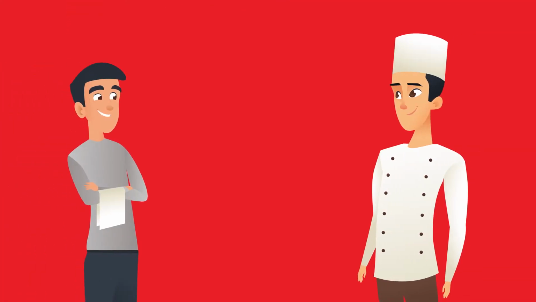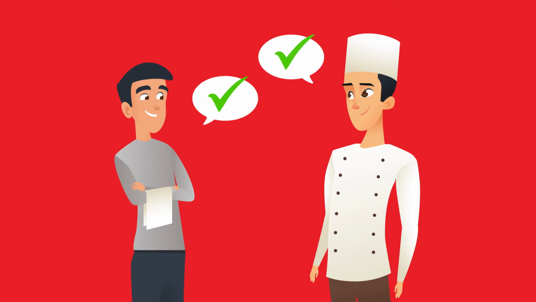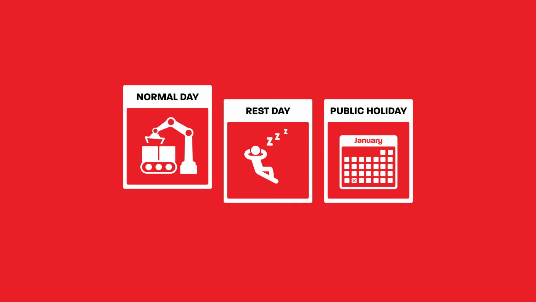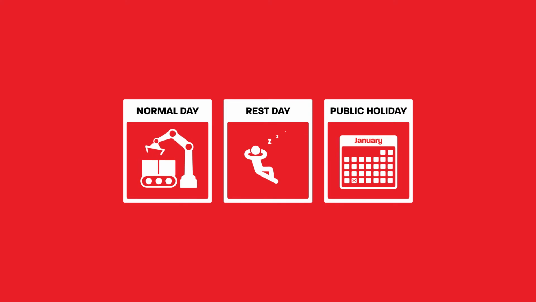Any work completed beyond that is recorded as overtime, though it must be mutually agreed upon beforehand between the employer and employee. Domestic workers, however, are not entitled to overtime pay. There are 3 ways your overtime is calculated: normal work days, rest days, and public holidays. Let's take a look at an example for overtime on a public holiday.